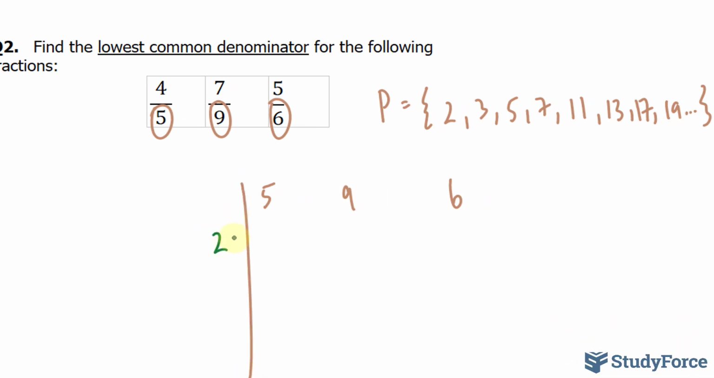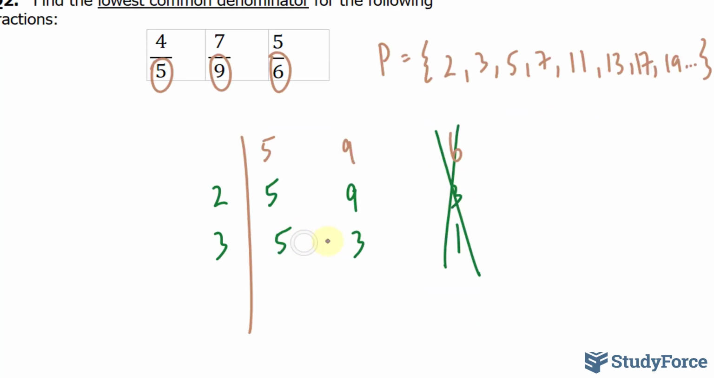It must be 2. We have an even number in the set. We rewrite 5 because it is not divisible by 2, nor is 9. 6 is divisible by 2. It becomes 3. The lowest prime number that divides any of these is 3. 5 doesn't work. 9 divided by 3 is 3. 3 divided by 3 is 1. The lowest prime number that divides any of the remaining numbers is 3. That becomes a 1, and we're left only with 5. 5 is a prime itself, so the last number must be a 5.